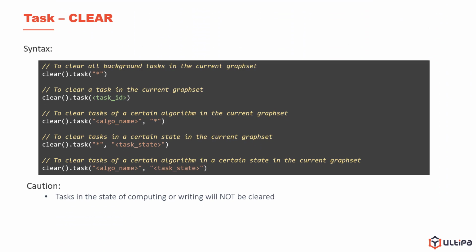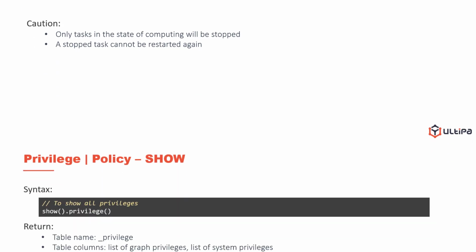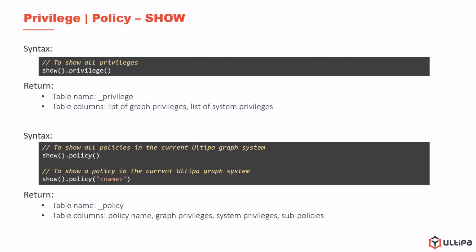A task that is computing while writing cannot be cleared. Only tasks that are computing can be stopped. A stopped task cannot be restarted again. A policy list contains policies created in the current Ultipa Graph system.